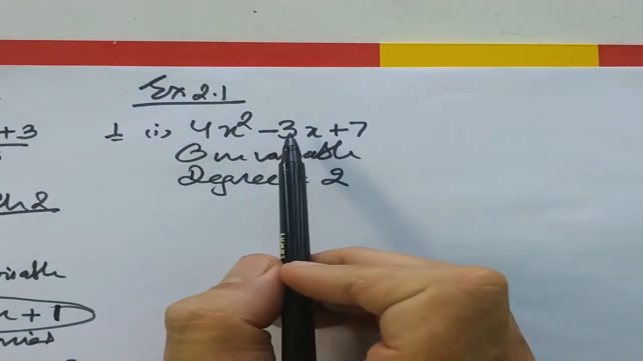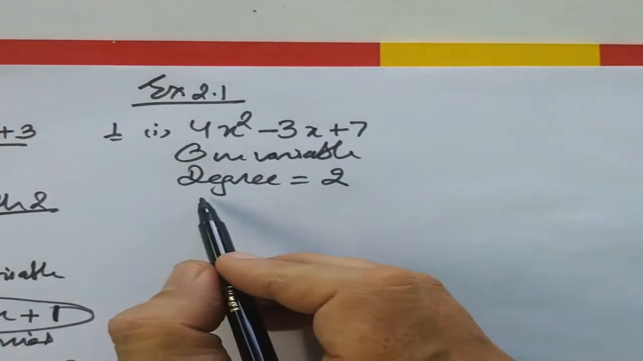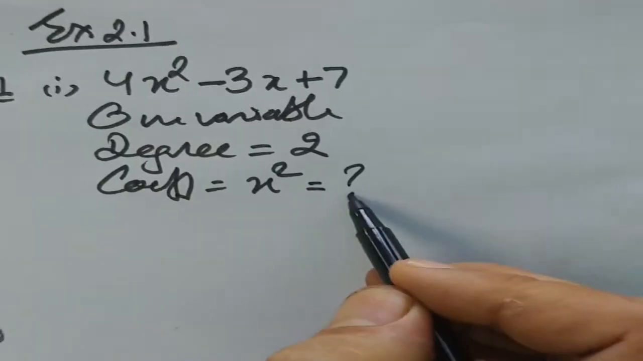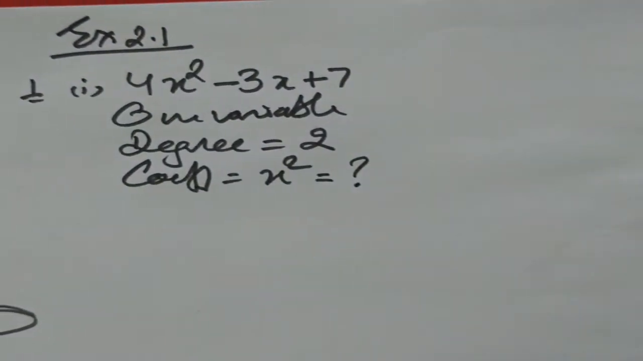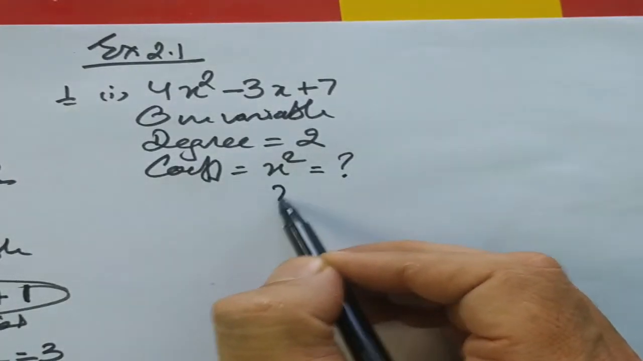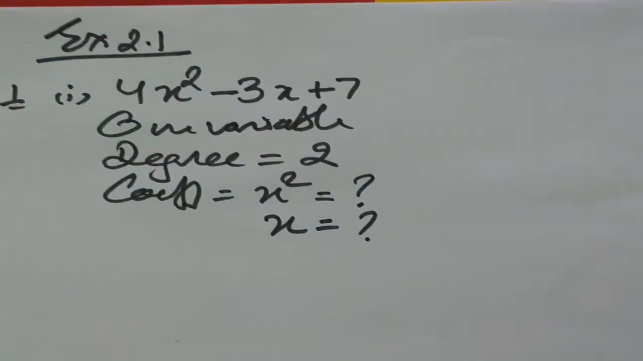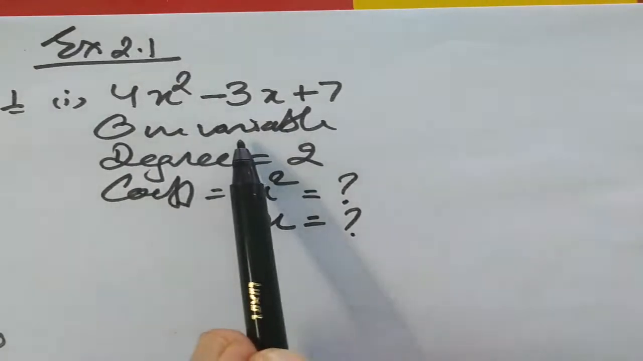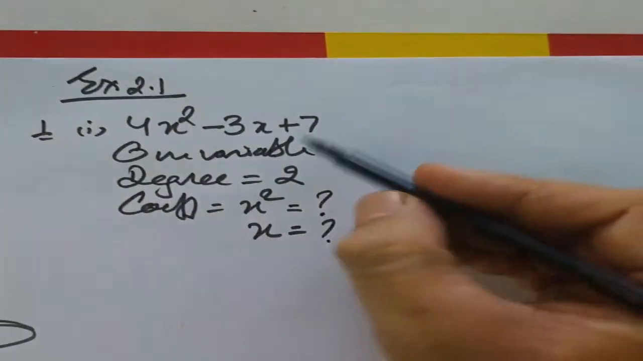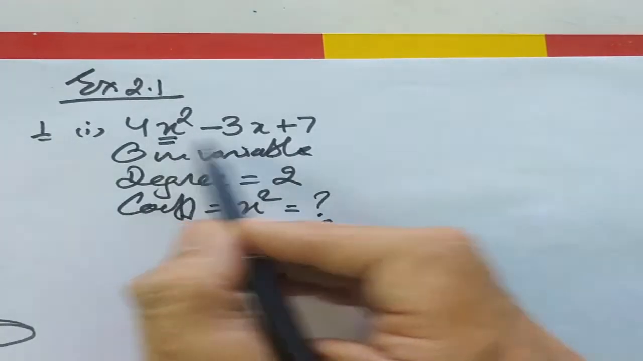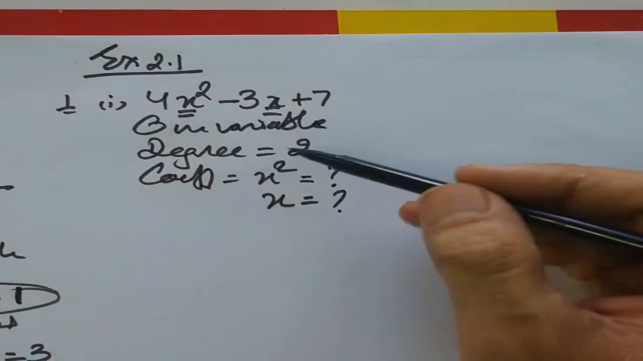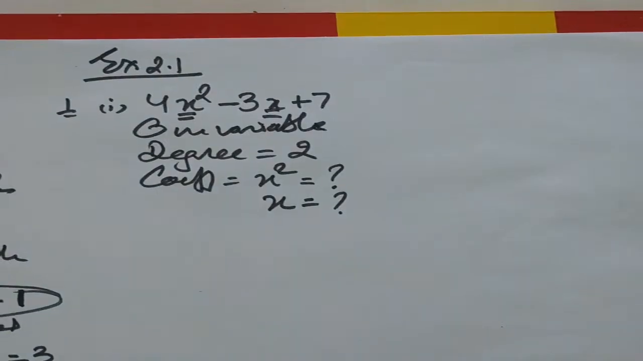And what is the coefficient of x square in this? Type the answer of this. What is the coefficient of x square? Type the answer below this video. Then what is the coefficient of x? These two answers you type. There is 4x square minus 3x plus 7. Then it is made up of one variable. Why is it one variable? Because it has only x in it. Okay, so two variables we'll understand later, but type these two answers because we have just done this.